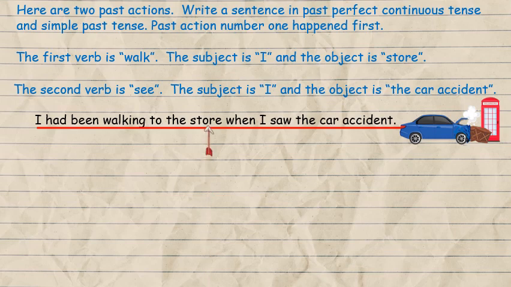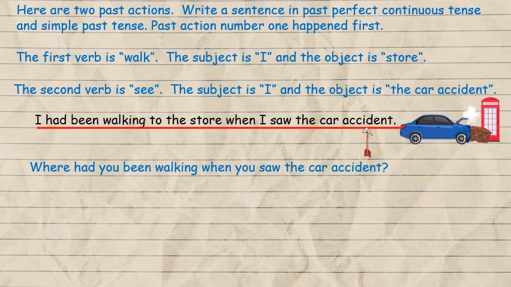The arrow points to the answer. Ask me the question. Use both verbs when you ask the question. Where had you been walking when you saw the car accident? I had been walking to the store.